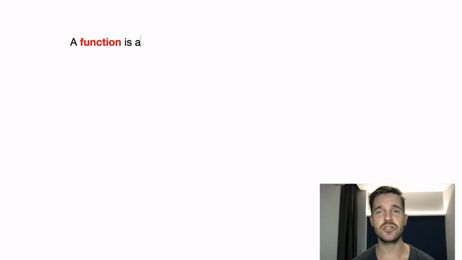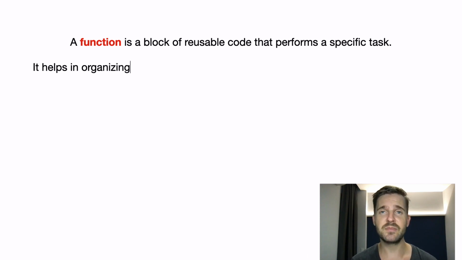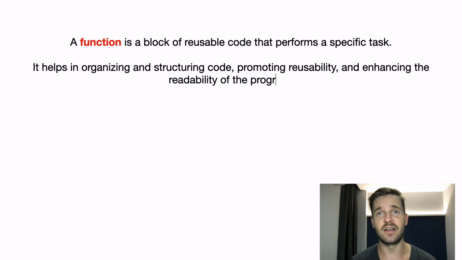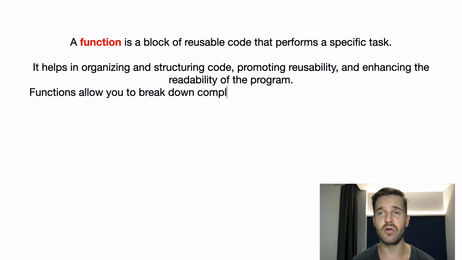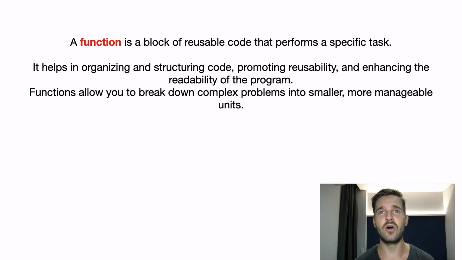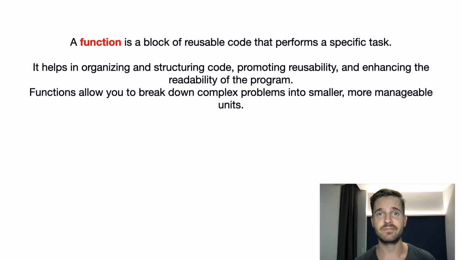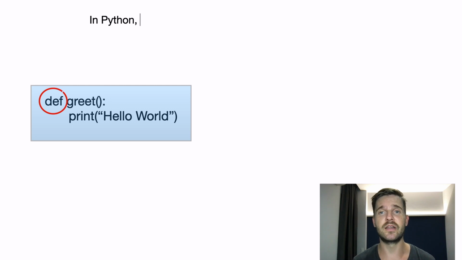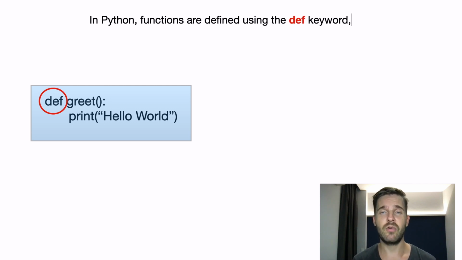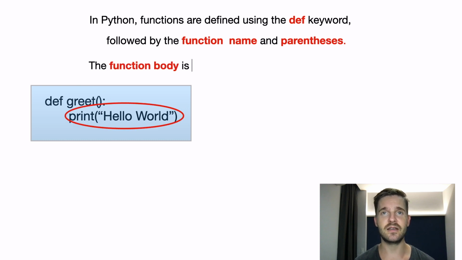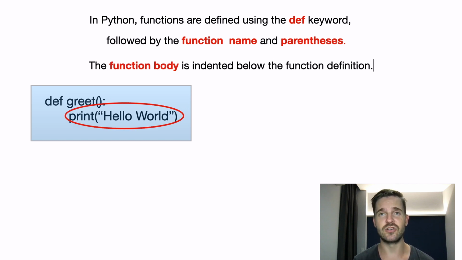In Python, a function is a block of reusable code that performs a specific action. It helps in organizing and structuring code, promoting reusability, and enhancing readability of the program. Functions allow you to break down complex problems into smaller and manageable pieces. In Python, functions are defined using the def keyword followed by the function name and parentheses. The function body is indented below the function definition.